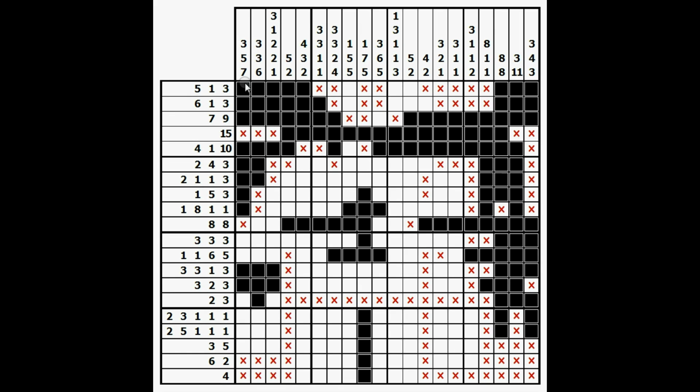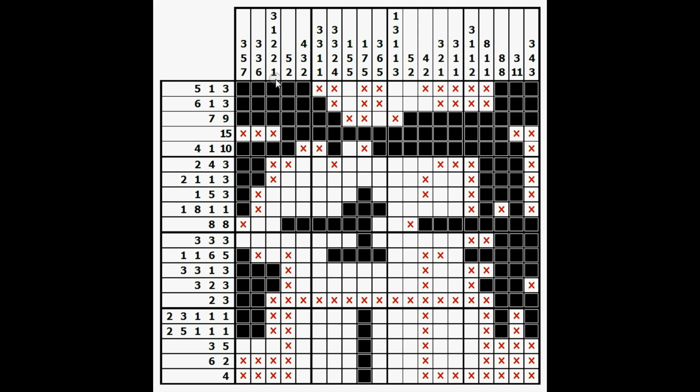3, 5, 7. 3, 5. One through seven. Going across here, 1x. Going across here, 2x. Going across here, 2x. Going across here, 2x. All right, so that worked out pretty well.